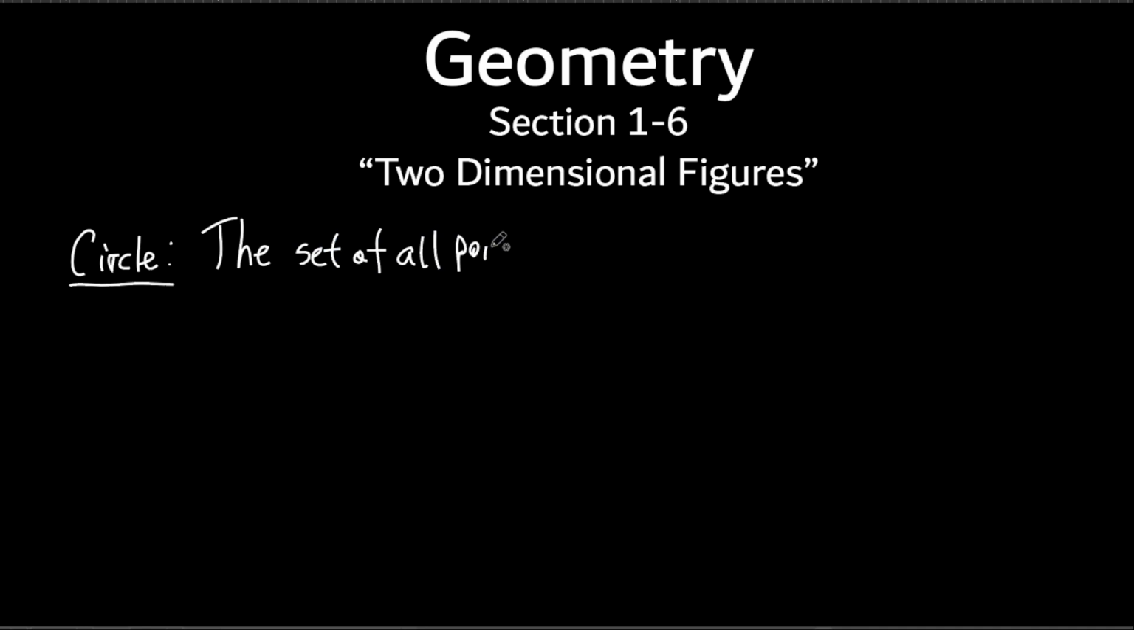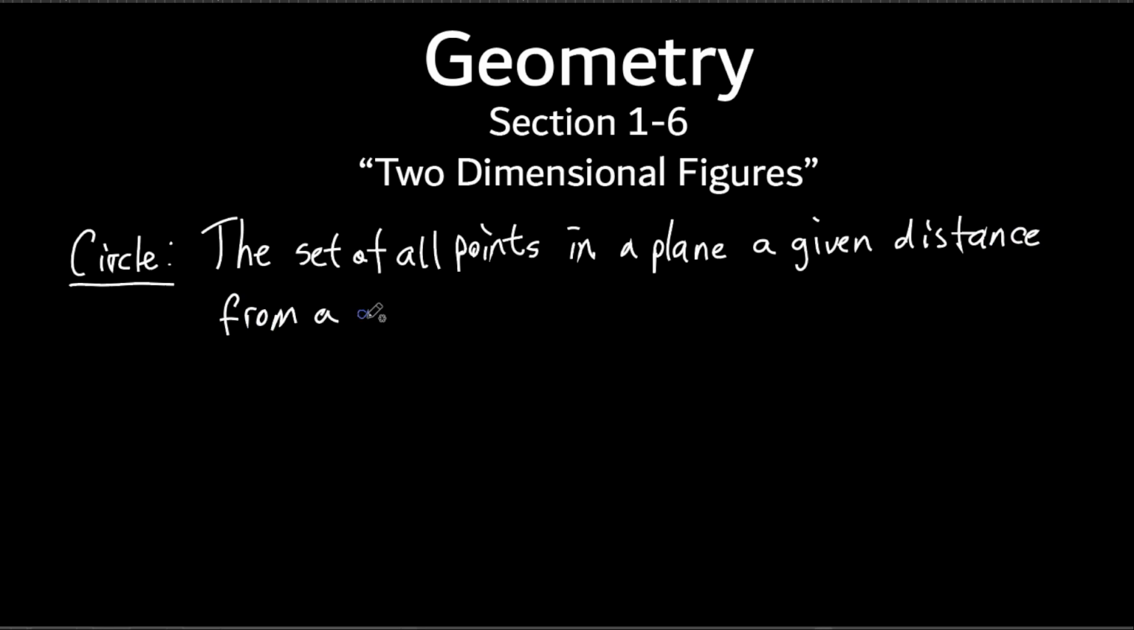Now, we don't stop there because it's not every single point in the world. Okay, in a plane. All right, so we narrowed it down a little bit. But that would just be all the points in a plane. But here is the part about the circle. Is a given distance from a given point.